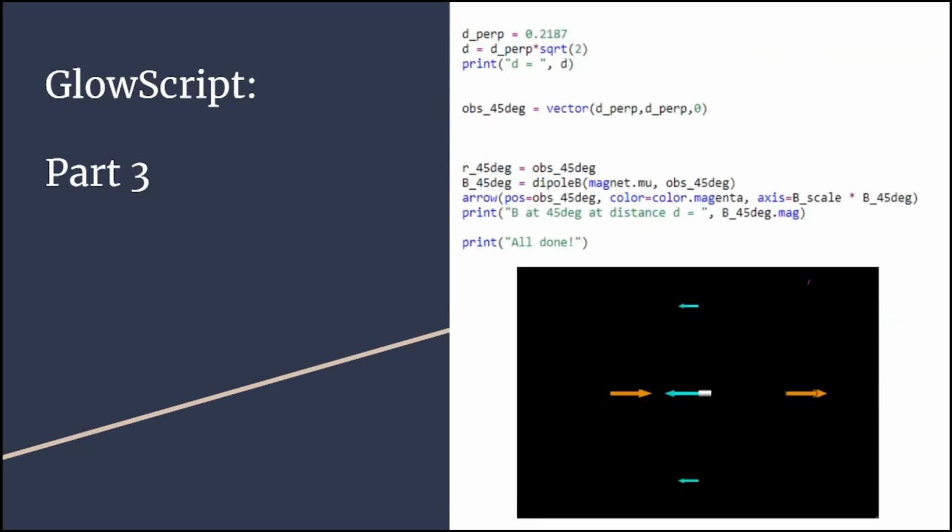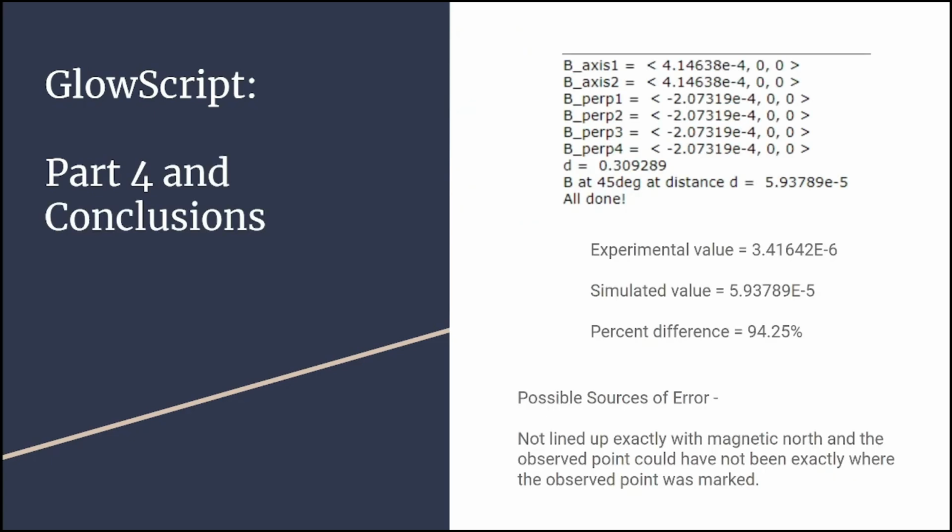Then the calculation for the size and position of the off-axis vector, which is in magenta. So this white is the magnet, and the vectors are all of the different on or off axes. So here are the computed, or simulated, values for that.